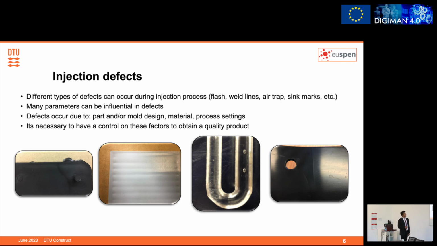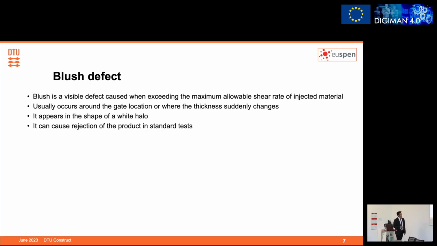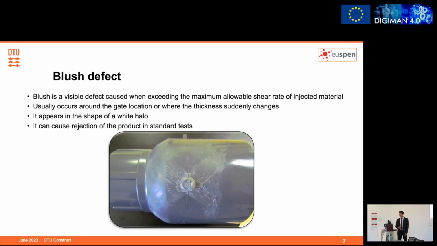I divided the parameters that can be effective on product defects into part or mold design, material, and process setting. There are several different parameters based on each of these sections that can be effective on defect formation. So, specifically in this presentation, I want to talk about blush defect.